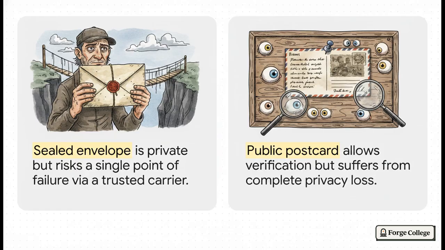Now, on the right side, we have the public postcard. This is our transparent ledger. Any observer can read the history. It's great because it removes the need for that single trusted carrier. Literally everyone can verify the transaction. But, obviously, your privacy is completely gone. Anyone can read a postcard.